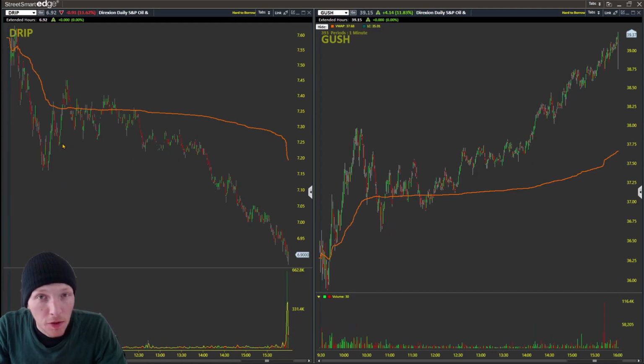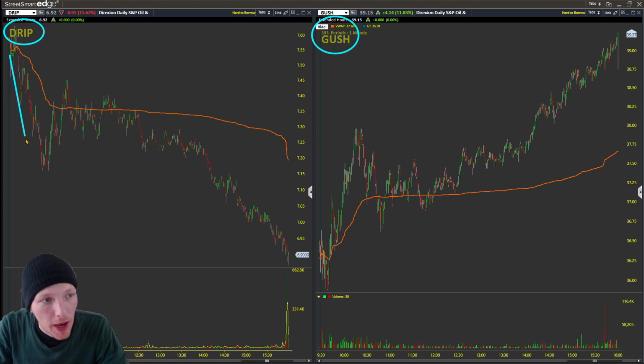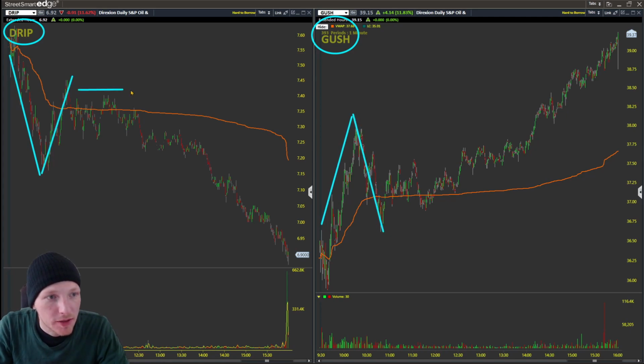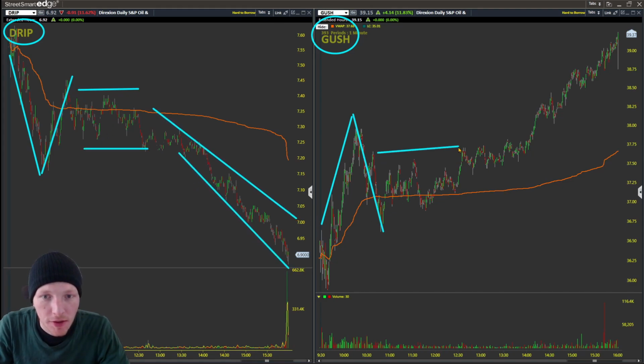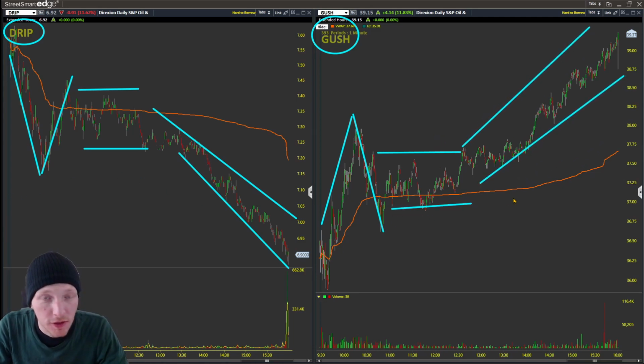We'll take a look at another example here. On the left, we've got DRIP, and on the right, we've got GUSH. These are S&P 500 oil and gas exploration and production. You can see with DRIP, it had a morning sell-off. GUSH rose up. DRIP popped back up, GUSH fell down, and then DRIP had a consolidation and just trended down the rest of the day. With GUSH, there was a consolidation and then it just trended up for the rest of the day. And this is just one example out of this huge list on this Direxion website.